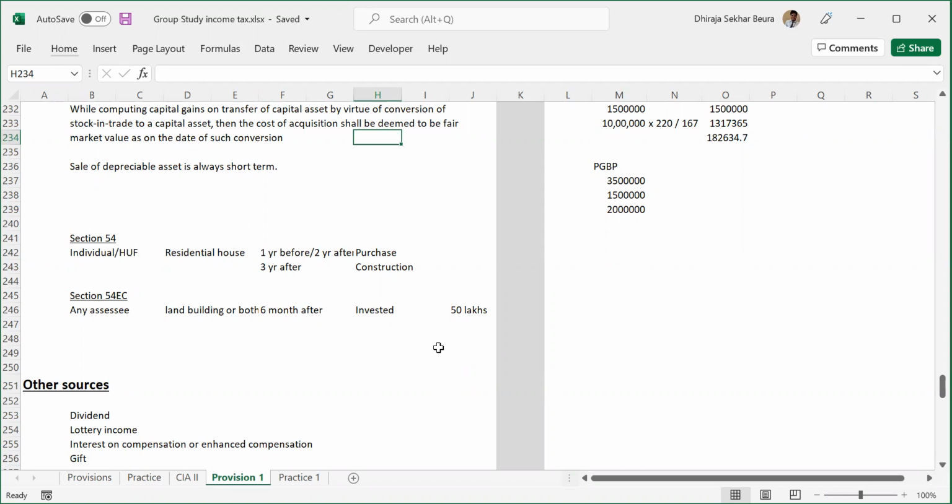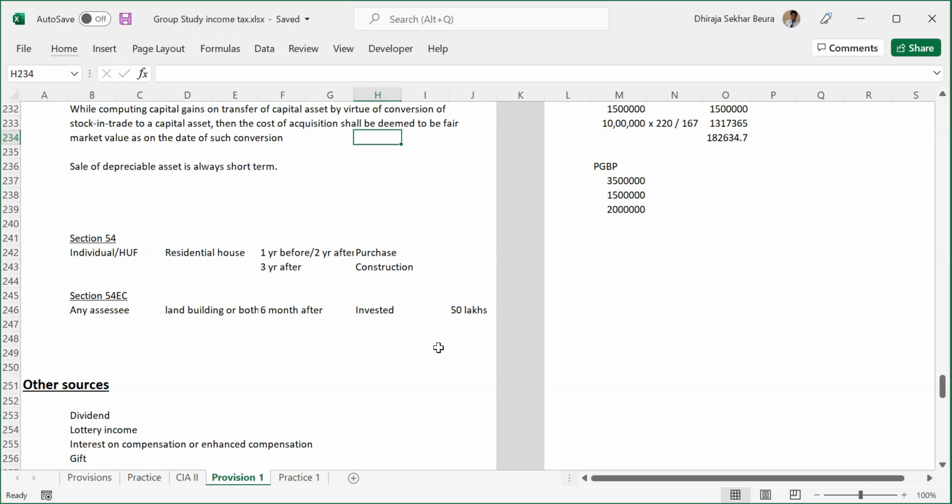So there is this section called 54. There is another called 54 EC. This 54 is very famous because this is applicable to most of the individuals taking exemptions under capital gain. This is applicable when there is a residential house coming into picture.